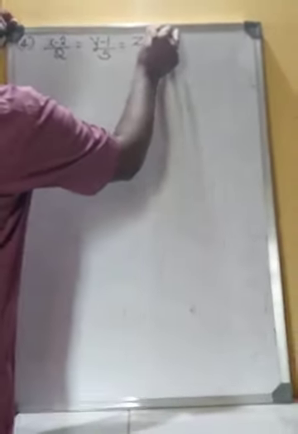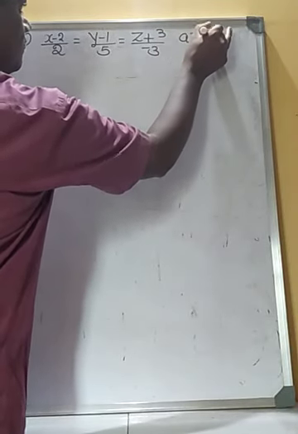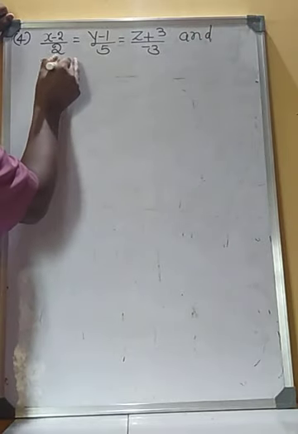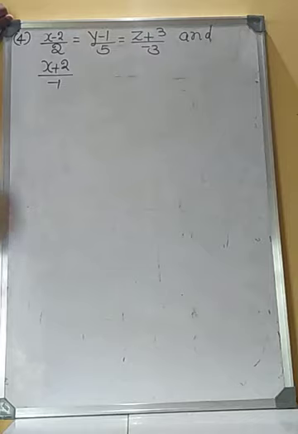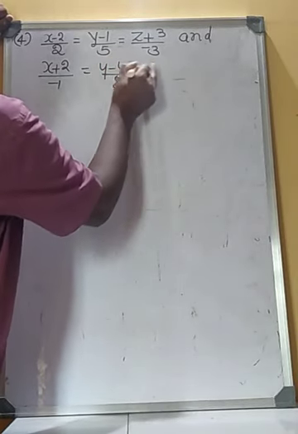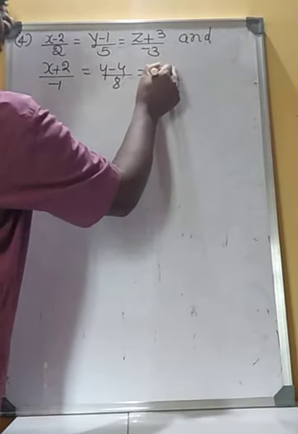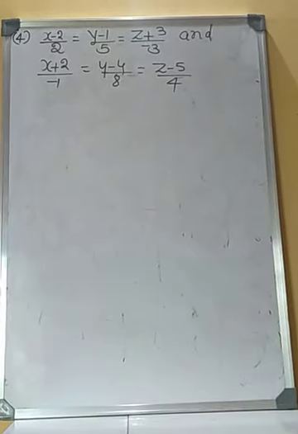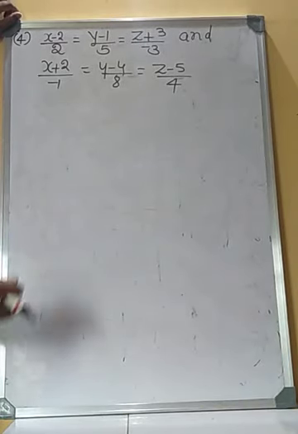So now one more example. Find the angle between the pair of lines (x minus 2) by 2 is equal to (y minus 1) divided by 5 is equal to (z plus 3) divided by minus 3, and (x plus 2) by minus 1, (y minus 4) divided by 8 is equal to (z minus 5) divided by 4. Find the angle between the pair of lines.